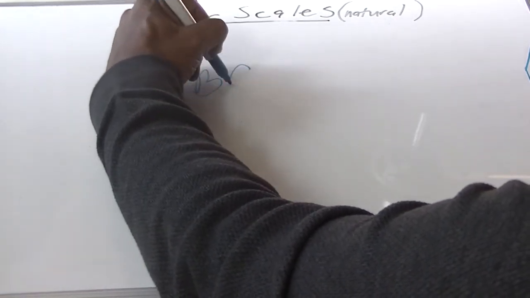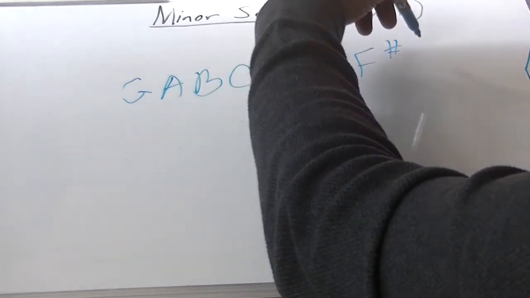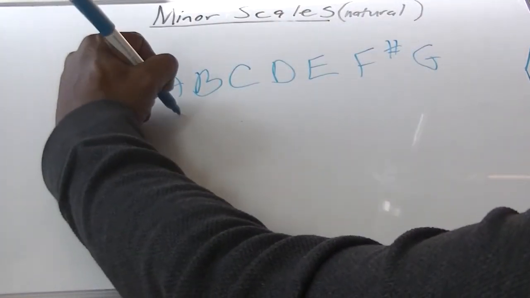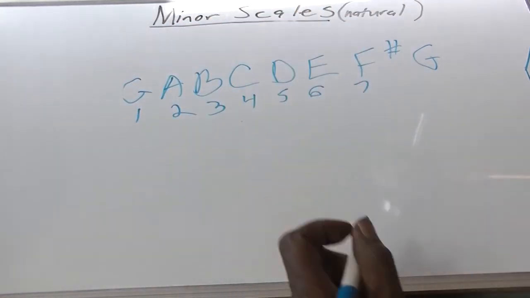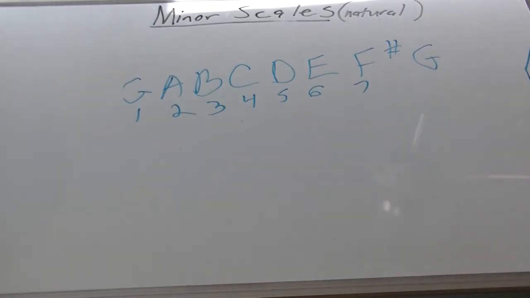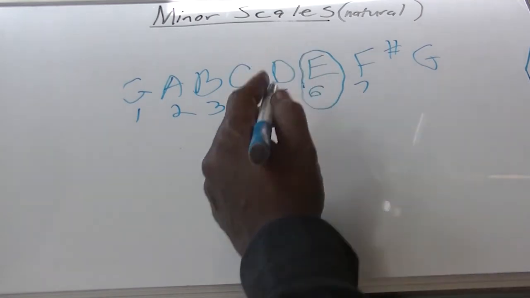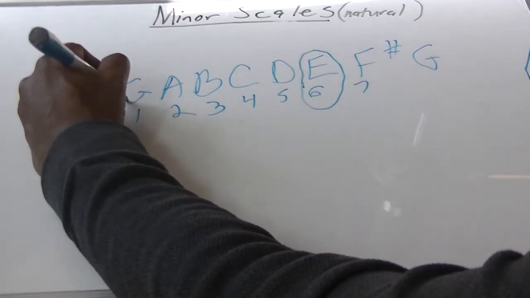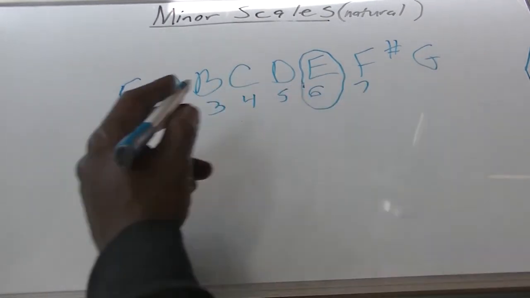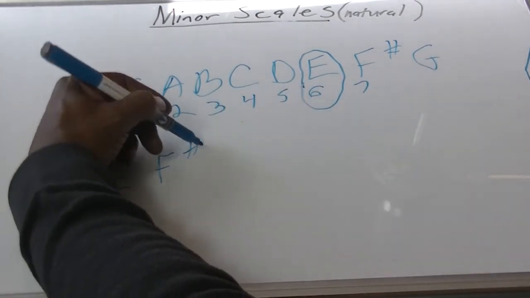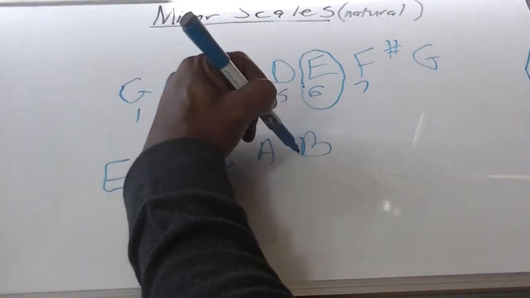So if I have a G major scale, and I number the notes of the scale, the note that is the sixth note of the scale, which in this case is now E, becomes the root note to the relative minor scale, which is E minor. And it has exactly the same notes in it as the G major scale.